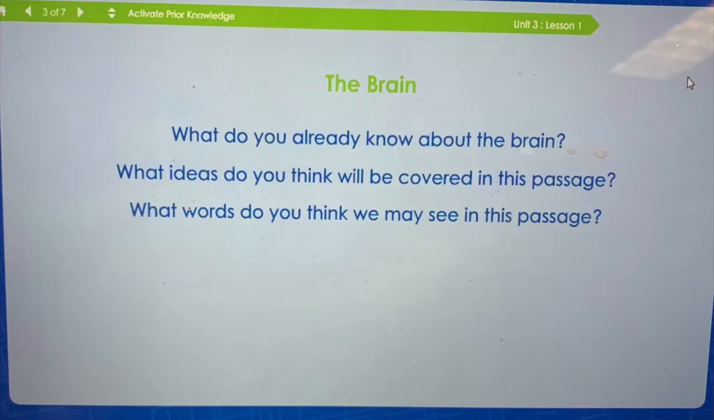She brought up the topic, the brain. What do you already know about the brain? What ideas do you think will be covered in this passage? What words do you think you may see in this passage? This is to activate prior knowledge. So what she had them do, since this is a Zoom virtual meeting, was put in the chat what they already know about the topic brain. That way you're activating the prior knowledge and getting the students to start thinking about what this lesson is going to be about and more.